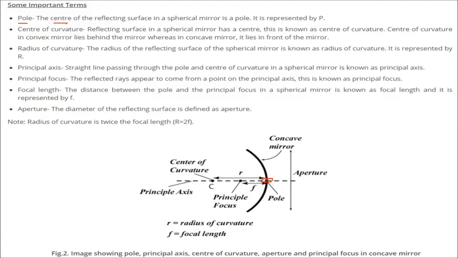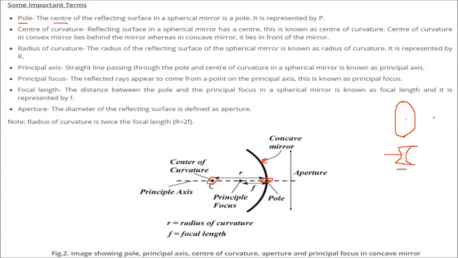What is the center of curvature? The reflecting surface in a spherical mirror has a center, and this is known as the center of curvature. If this is your curve, then the center of curvature in a convex mirror lies behind the mirror. But if it is concave, then it lies in front of the mirror, like this. So this is the center of curvature for this concave mirror.